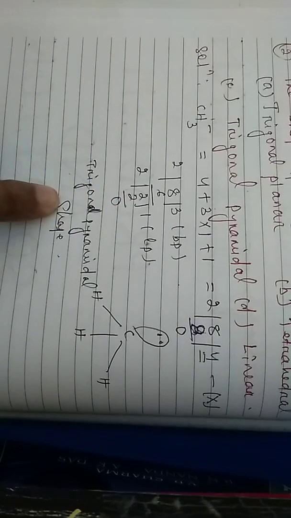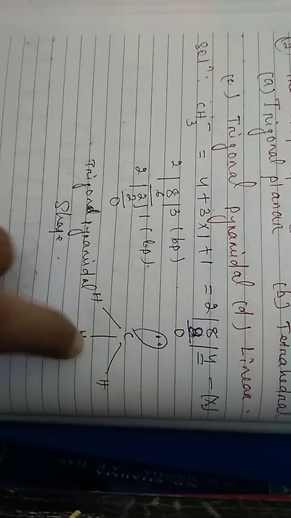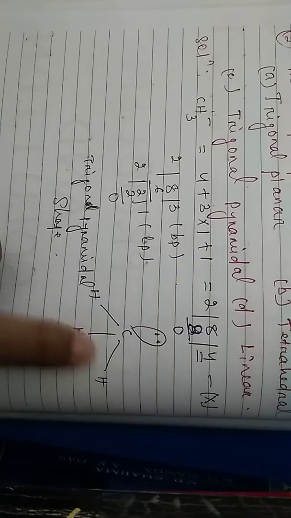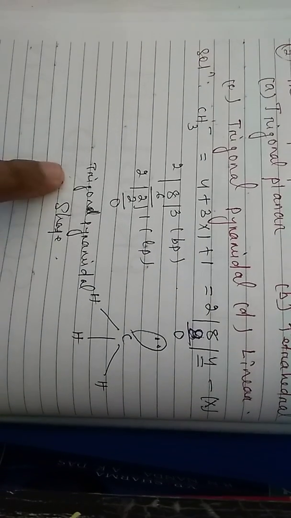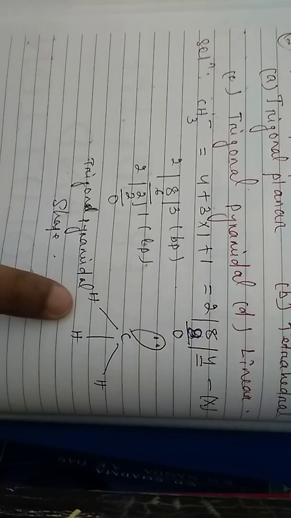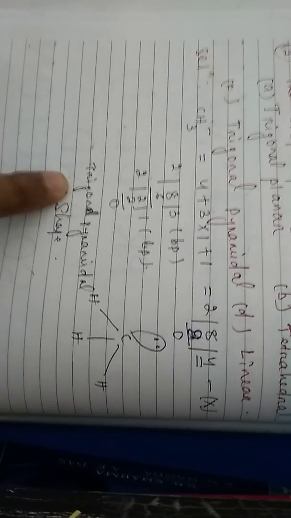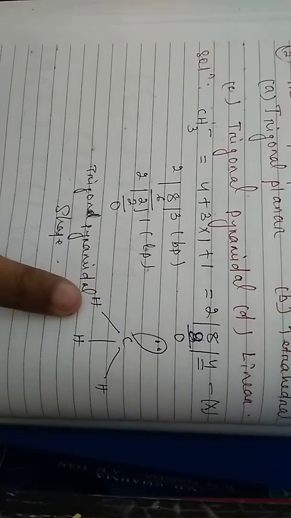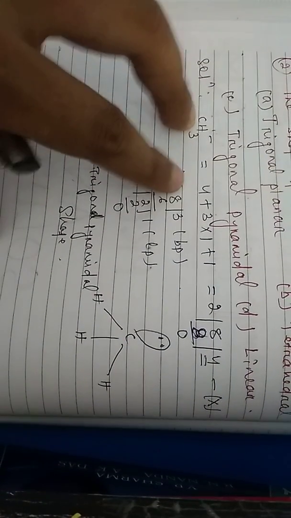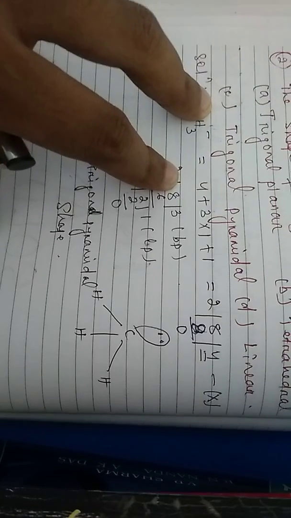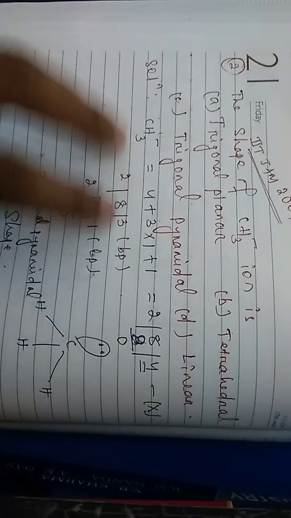This is sp3 hybridization, and the geometry is tetrahedral, with 3 bond pairs and 1 lone pair. This is the ammonia type of molecule, like NH3. NH3 has this type of geometry and this type of shape. NH3 also has a trigonal pyramidal shape. So option C is the correct option for this question. The correct answer: the shape of CH3 minus ion is trigonal pyramidal.